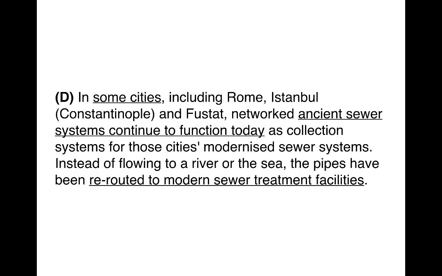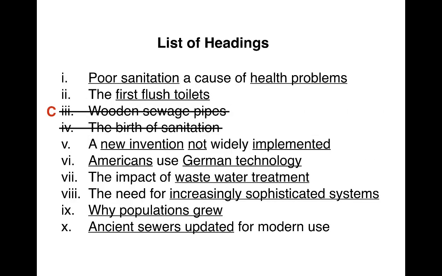Let's keep that summary in mind and go back to the list of headings. Was it about poor sanitation and health problems? No. Flush toilets? No. New invention? No. Americans and German? No. Wastewater treatment? No. Increasingly sophisticated systems? No. Why populations grew? No. So ancient sewers updated for modern use? Yes, definitely. We had those cities, the ancient systems, the modern use, the rerouting. So definitely that is paragraph D. We can choose that answer and cross it out and go on to the next shortest paragraph.